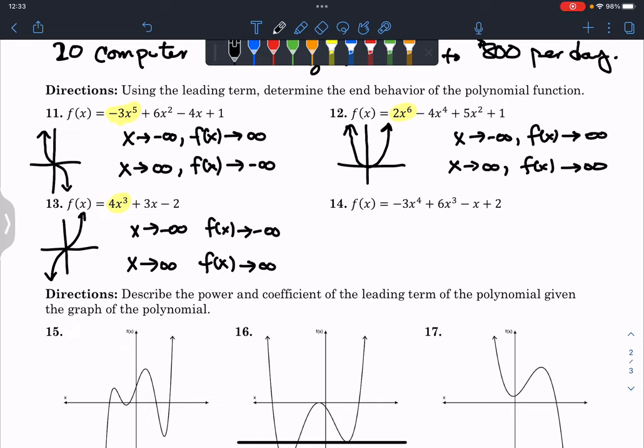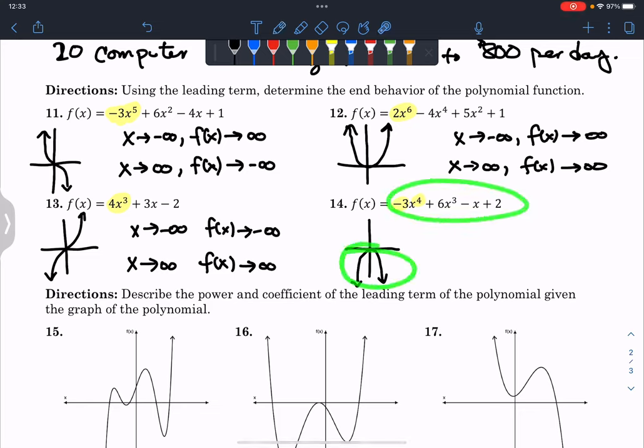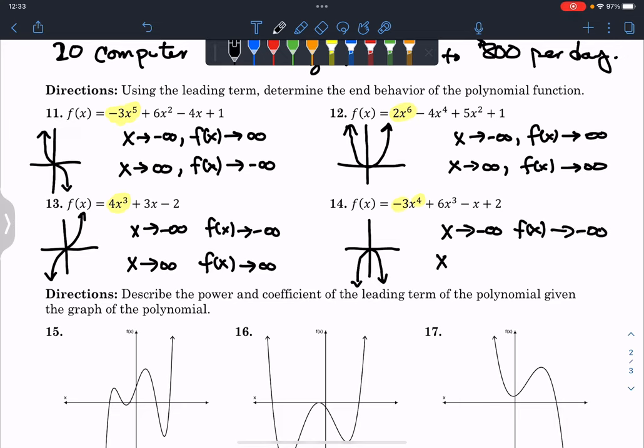And the last one is like number 12. The only difference is that it's upside down. So the even exponent and the negative coefficient of that leading term will make the ends of this polynomial behave like that power function. So here, as x decreases, the function values of this polynomial are also going to decrease, and as x increases, the function values will decrease, just like this power function here.